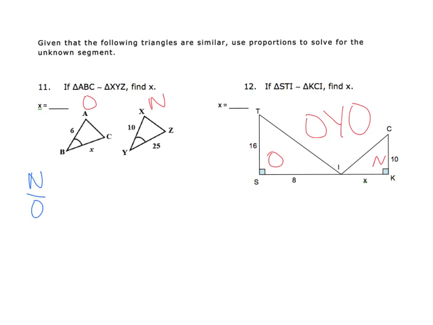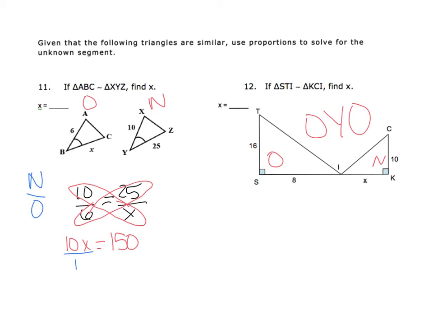All right, so let's set up our proportion then. We would have 10 over 6 equal to 25 over x. I'm going to cross multiply, do the butterfly, and you get 10 times x is 10x. 6 times 25 is 150. We're going to divide both sides by 10. And we get that x equals 15.